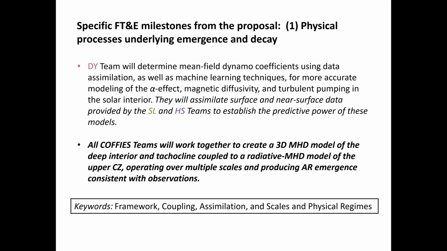So I wrote a couple of keywords here because these are words in the proposal that jump out at me and suggest some of the issues that we're going to be tackling in phase two. And at least from the computational point of view: framework, coupling, assimilation, scales, and physical regimes. And those each present a challenge, and a very significant challenge.